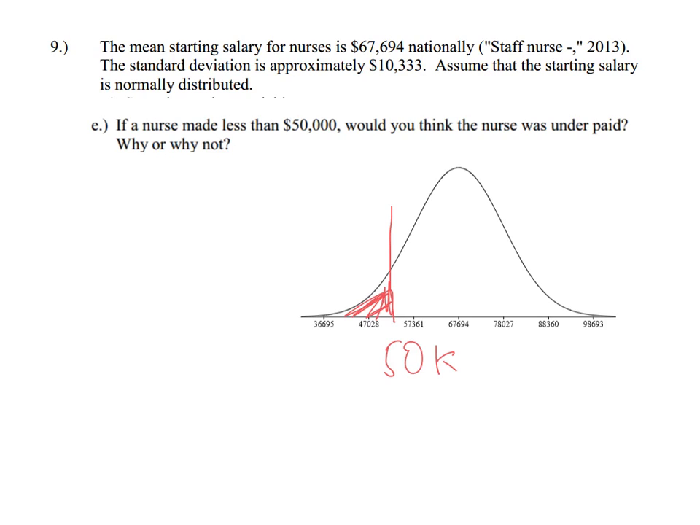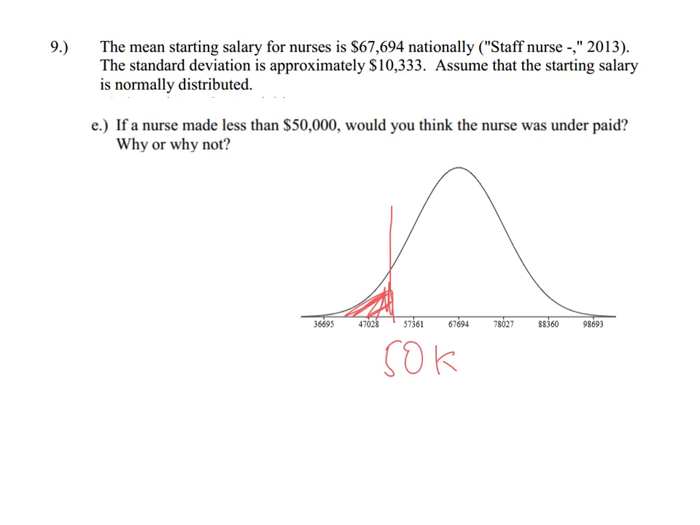And notice that $50,000 is 1 standard deviation below the mean, that's 2 standard deviations below the mean. Since the 50,000 isn't more than 2 standard deviations below the mean, we wouldn't think the nurse was underpaid. I mean, it's just a small amount, but we wouldn't think it's underpaid.